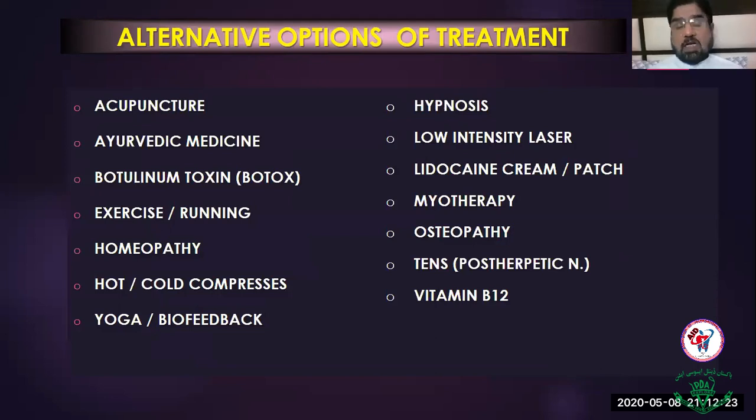Homeopathy, hot and cold compression for the lesion, whether it is inflammatory or non-inflammatory, yoga, biofeedback, hypnosis, low intensity lasers. Especially, I'm talking of the diode laser at 780 to 890 nanometers. There are so many studies. When we go forward, we will study the soft laser application on trigeminal neuralgia as well. Then there is myotherapy, especially of the skeletal muscles.